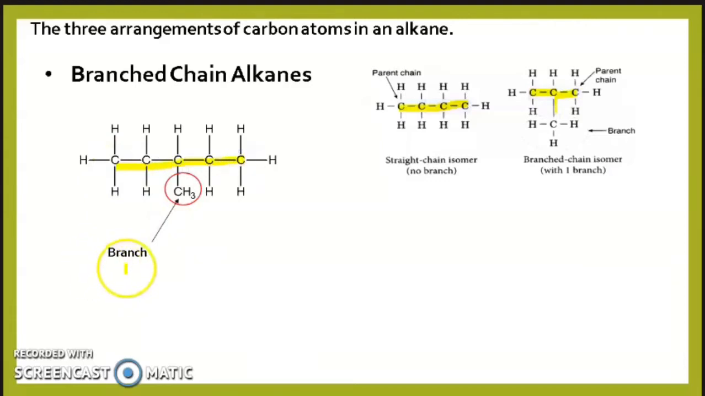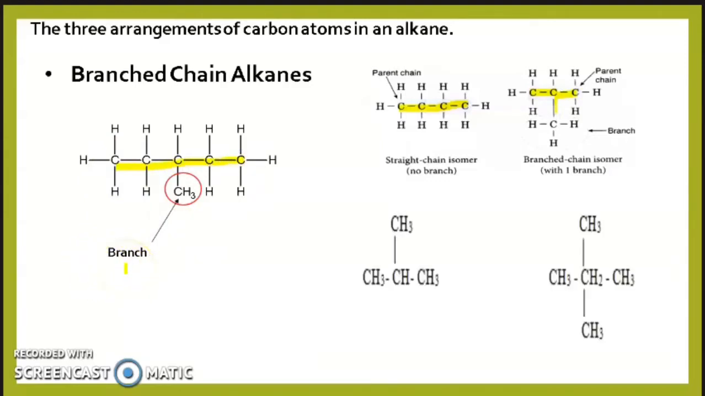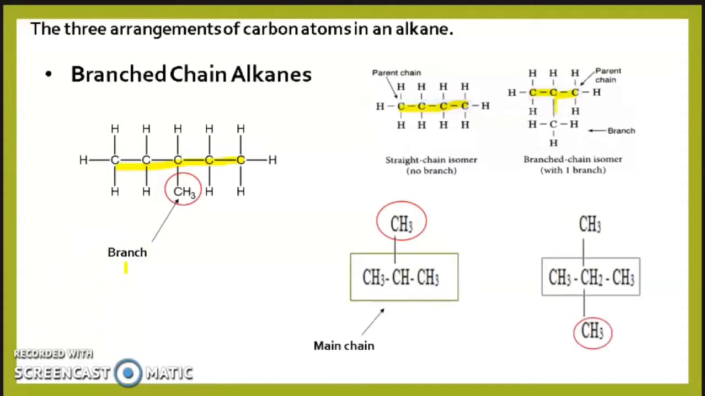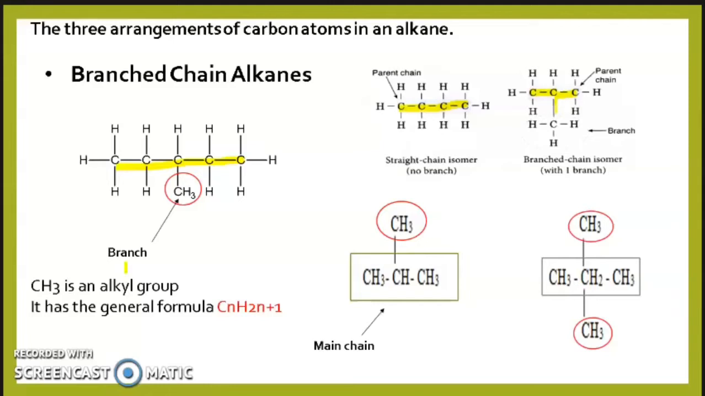It's called a branch. Now, we might have one branch, two branches, or even more. This CH3 group is called an alkyl group, and it has the general formula CnH2n+1 because one hydrogen atom has been removed from the methane in order to bond to the main chain.